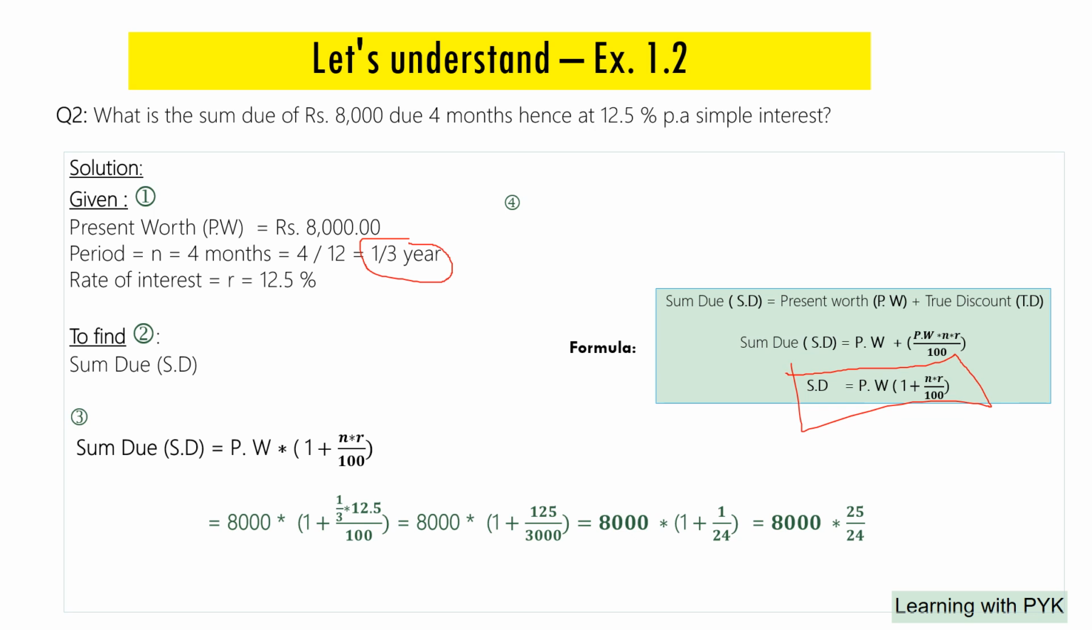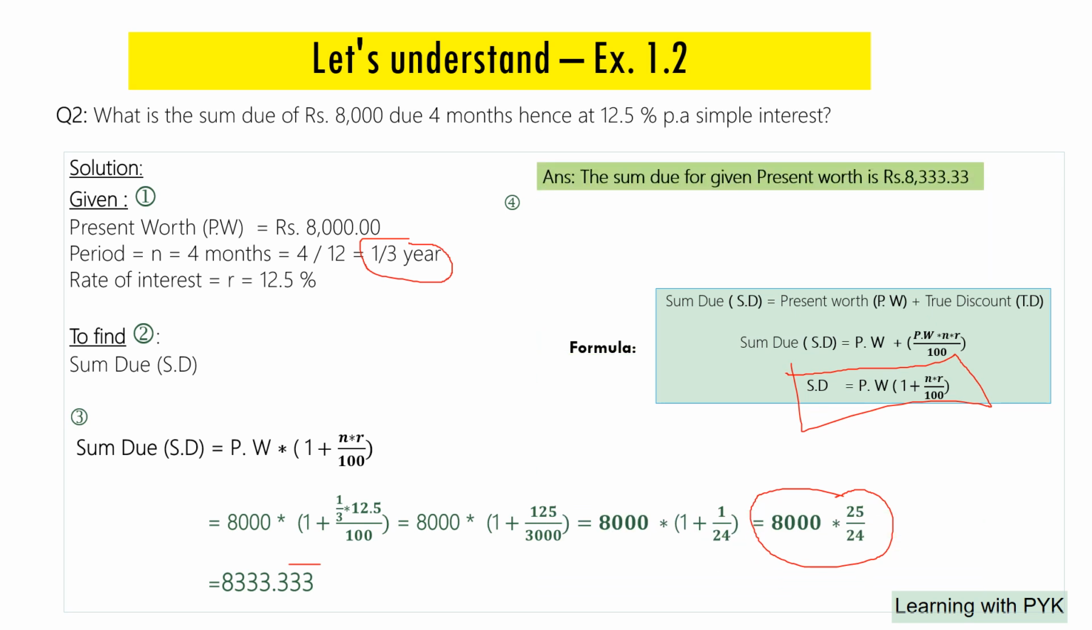So substituting the given values in the formula, we get present worth is 8,000 multiplied by 1 plus period, which is 1 by 3, multiplied by 12.5 upon 100. On solving, we get 8,000 multiplied by 25 upon 24, which is 8,333.3333, this is a recurring. So we generally stop after 2 decimal places. So the sum due for the given present worth is 8,333.33 paise.